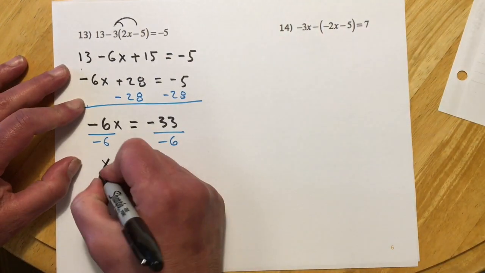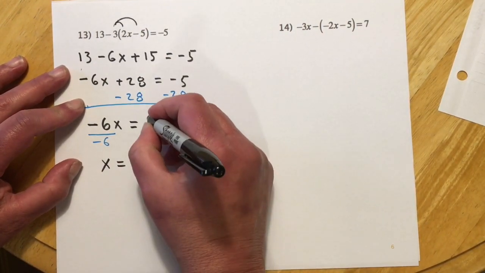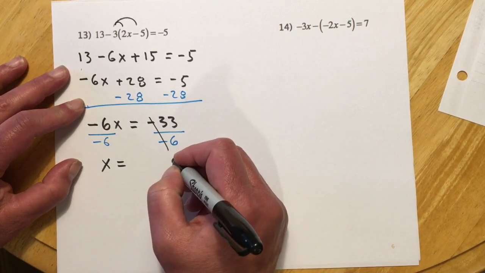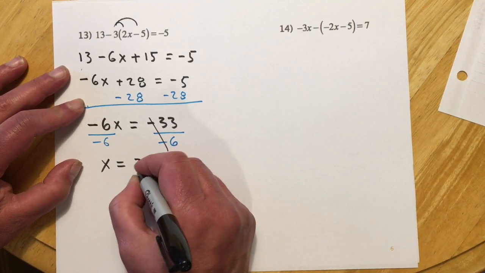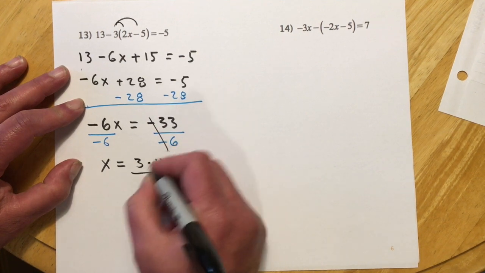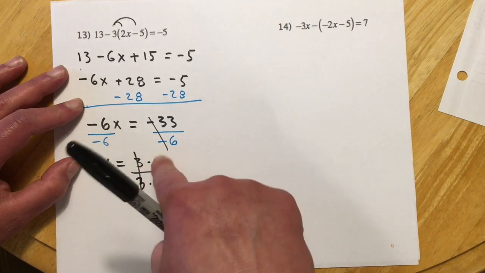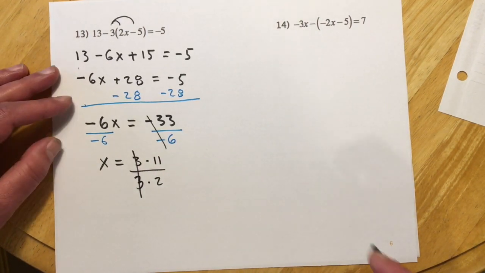And then x equals, so minus and minus is going to make that be a plus, and then to get this all the way right, we do have to see that there's a 3 that will cancel. So I'm thinking of it as a 3 times an 11 and a 3 times a 2. So reducing out the 3's and I get 11 halves.